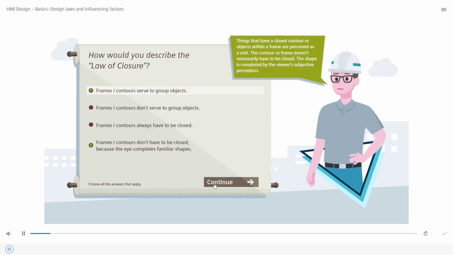Things that have a closed contour, or objects within a frame, are perceived as a unit. The contour or frame doesn't necessarily have to be closed. The shape is completed by the viewer's subjective perception.